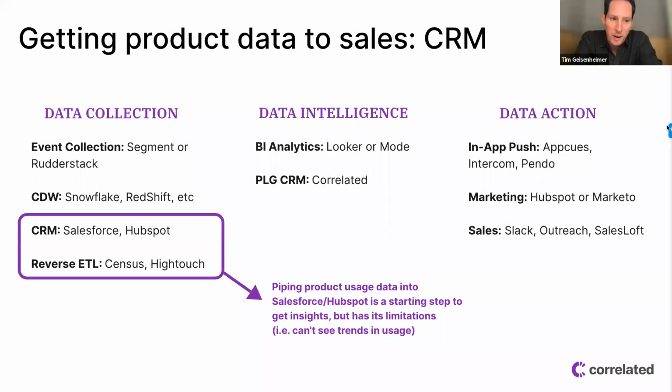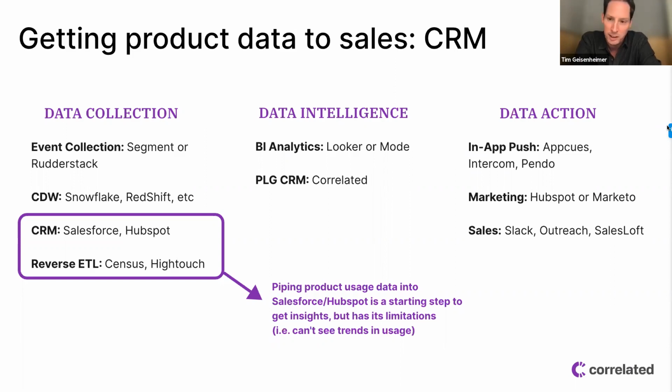So, I think one of the things that's maybe constrained the ability for a lot of companies to put PQLs into practice and product data into the hands of sales teams is that it's actually quite complex to get the data collected in the first place and then put it in the hands of sales teams. And again, that's an area where we're really trying to help here at Correlated. But essentially there's three phases, I would say, that exist today.